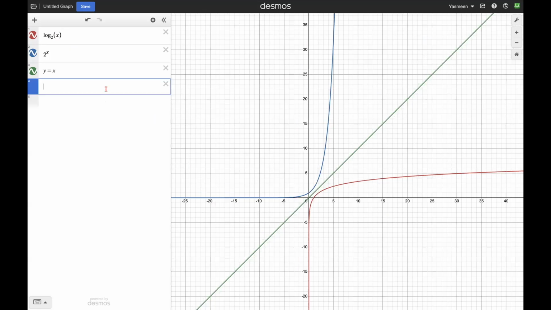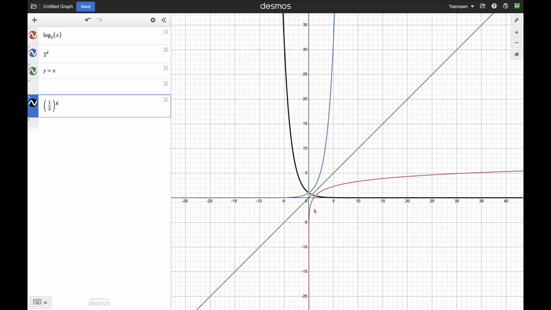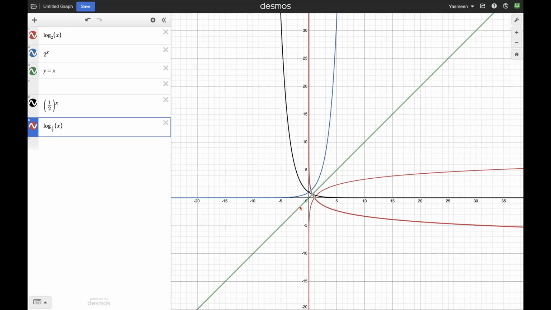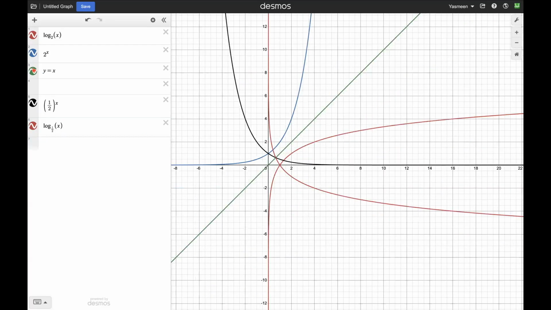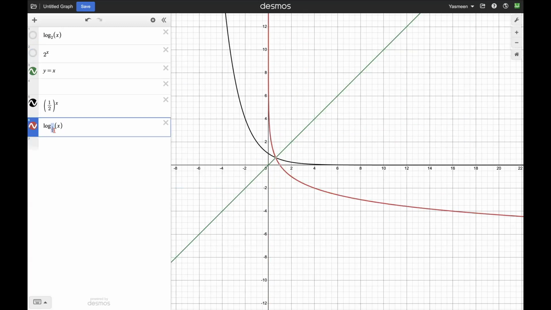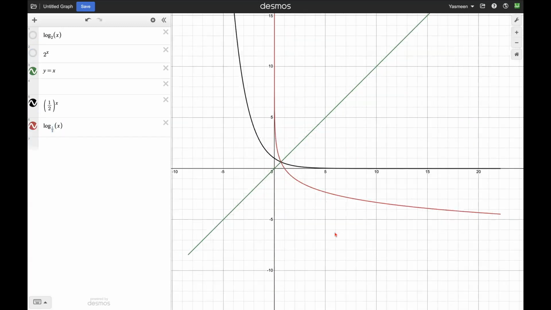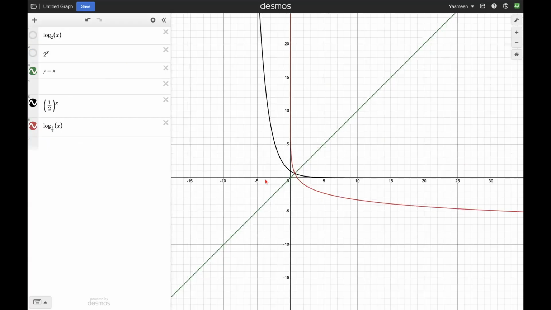Maybe one other thing I'll say is similar to how when we looked at 1/2 to the x, notice how it's reflected across the y-axis. If I do log base 1/2 of x, notice now that it's flipped across the x-axis. So I haven't seen too many examples in our class where we're having these bases that are between 0 and 1. I just wanted to show you what this looks like. All right, very good.